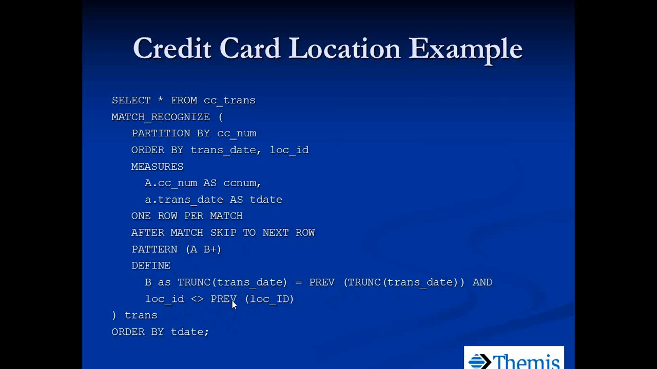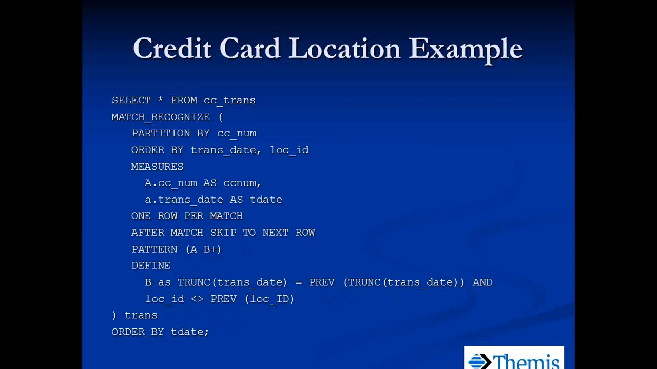That means I had a transaction in Austin on February 9th. On February 9th, I also had a transaction in New York. The date matches, but New York and Austin don't match. And so then I'm going to display the credit card number and the transaction date for that match. And then after I find that match, I go to the next row. Now, in this case here, if I have more than one different location for that same date, kind of goes back to the question that you had earlier in the presentation, it will display multiple rows. So if I went to Austin, to New York, to New Jersey, to Connecticut, I will get one row for each of those.